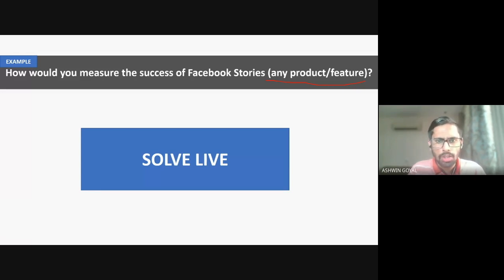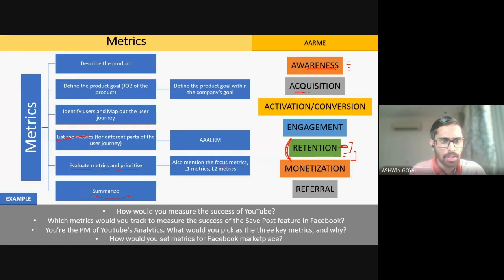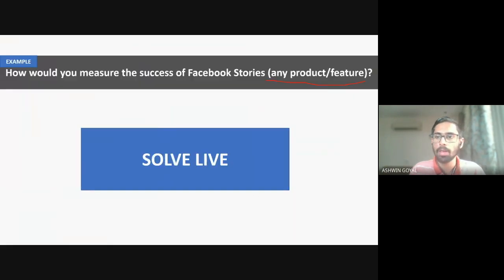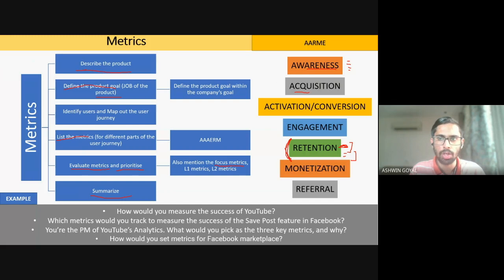So let's move back one step and see. First we ask these questions, right? That is step 1. Step 2 is describing the product, understanding what is the goal of the product, right? For example, why did Facebook launch the Facebook stories feature, or what is the job of this feature? You can ask these questions to understand the product better.